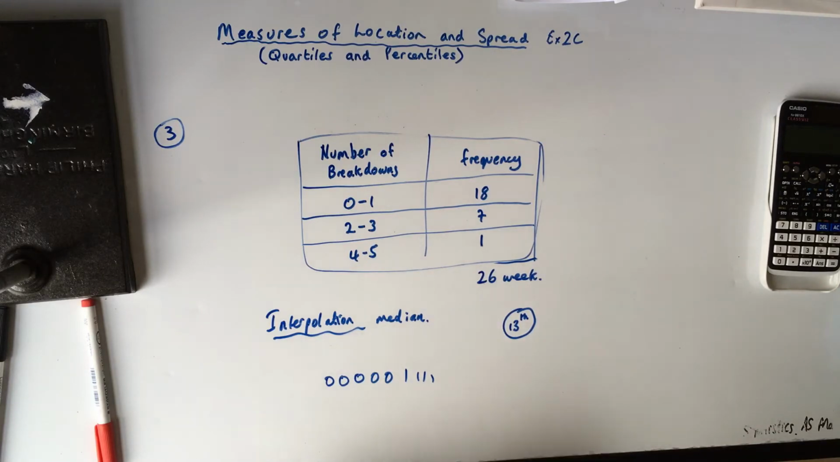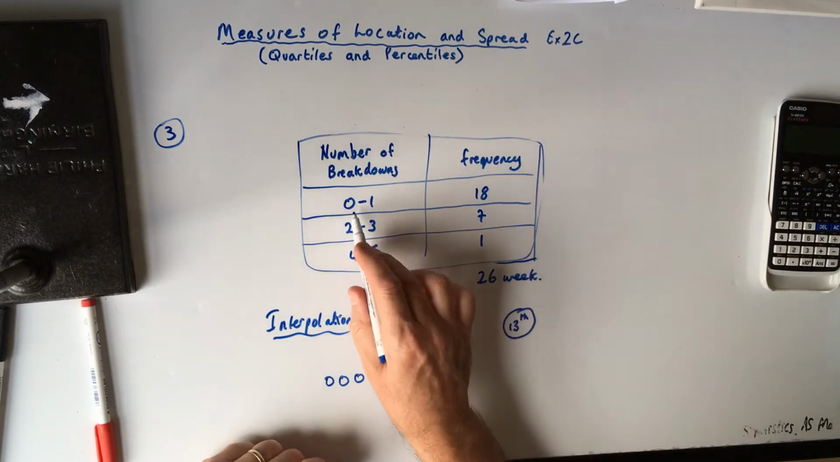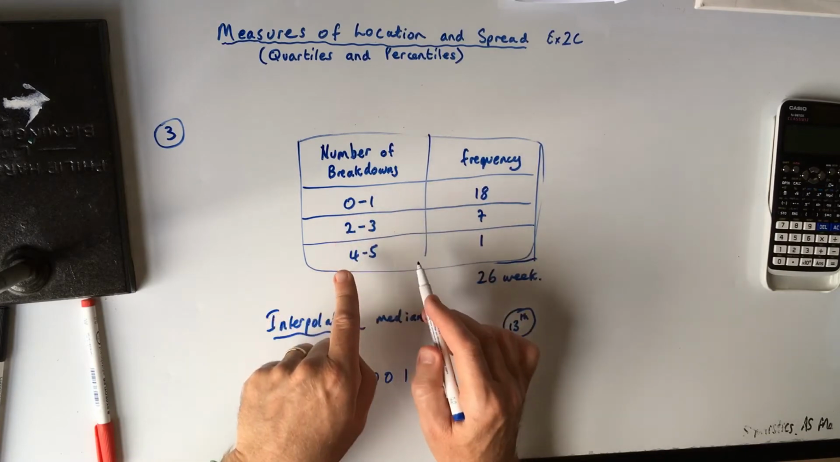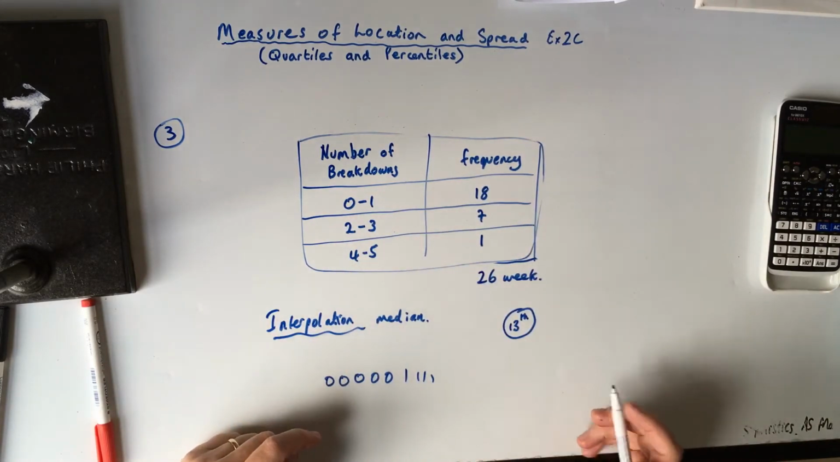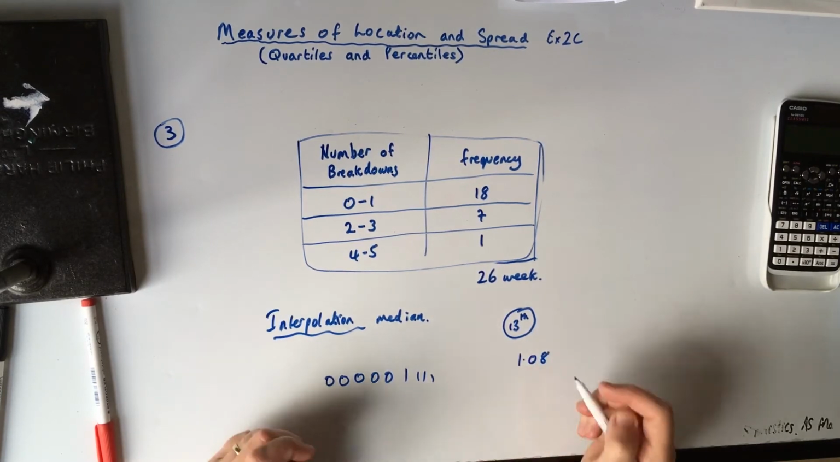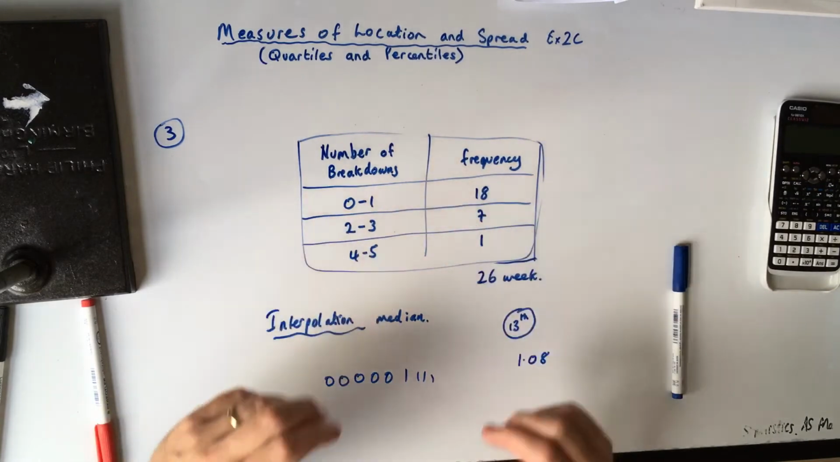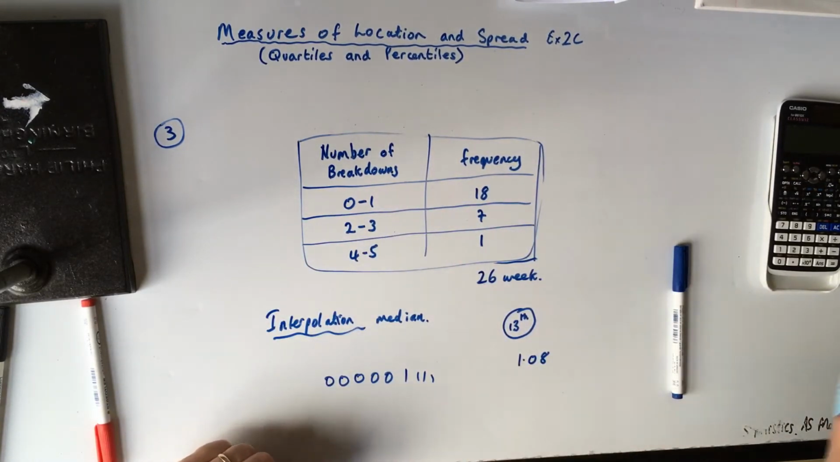But the back does it by interpolation, dividing 0 to 1.5. So it divides 1.5 up by 18 and 13 lots of that, and it gives you an answer of 1.08. And I disagree with that, because this is not continuous data, and it does not look reasonable to me. Okay, that's how they've done it.